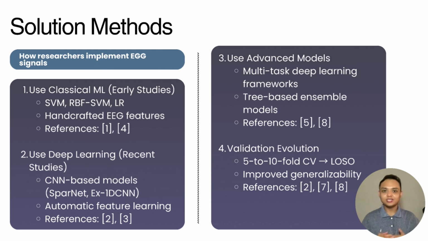There are 2 studies that use advanced models as the solution. These include a multitask deep learning framework and tree-based ensemble models that can further improve the accuracy and handle complex data. The validation method has also been improved as part of the solution. Early studies used 5 or 10-fold cross-validation. Meanwhile, recent studies now use leave-one-subject-out, or LOSO, which has improved the generalizability of the model.